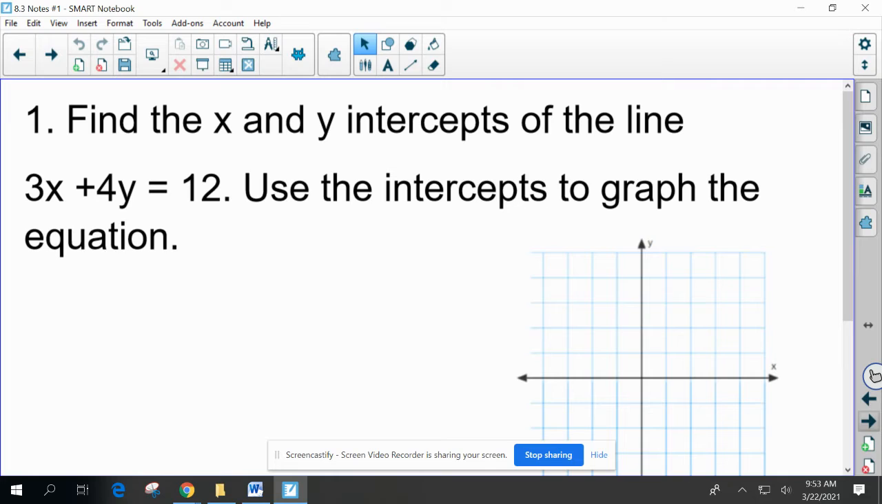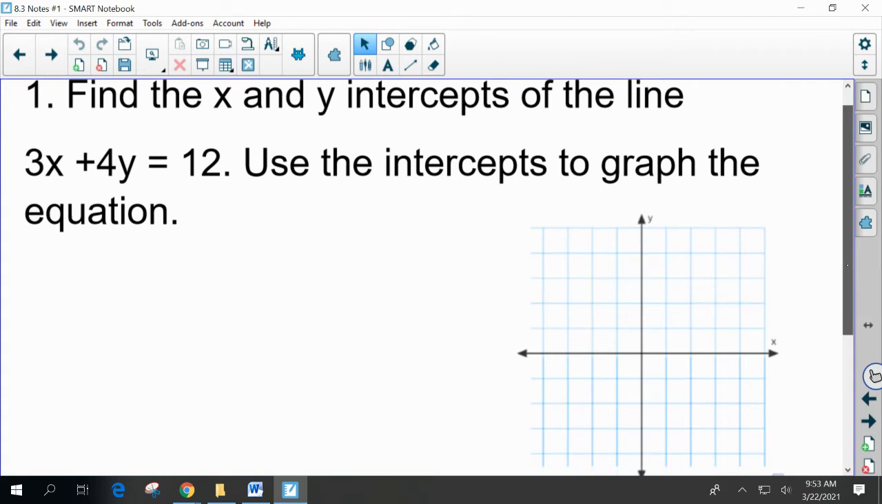So what we're going to do today is solve for the x and y intercepts of the line and then graph using the x and y intercepts. Okay, so to solve for the x-intercept, we need to substitute 0 for y.